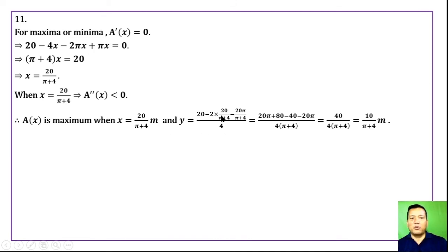y in terms of x. Putting x equal to 20 by pi plus 4, we get y equal to 10 by pi plus 4 meter. The dimensions of the rectangle are 20 by pi plus 4 meter by 10 by pi plus 4 meter.